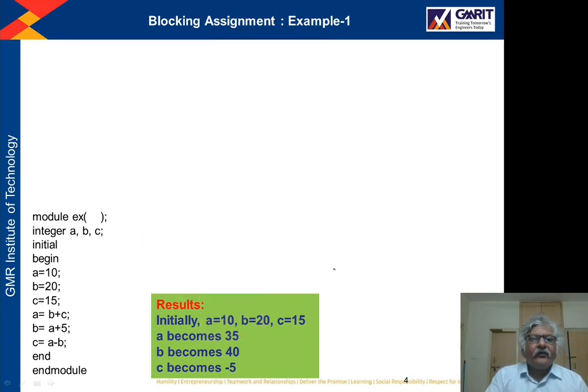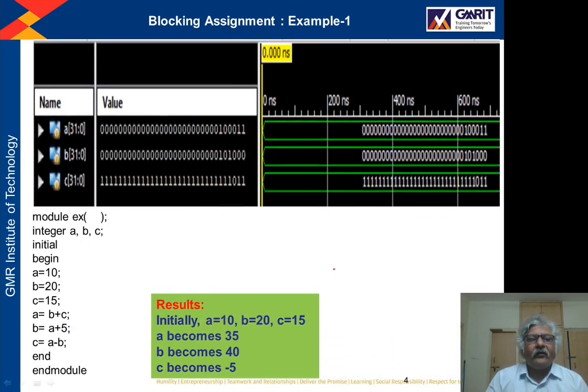Now after the simulation of this particular code, we got this result. So now here you can see finally what is the value of A. A is 35. So you can see here, I already told you in earlier lectures, these A, B, C are declared as integers. So for an integer, 32 bits will be assigned for the integer value, right? By default, 32 bits will be assigned for an integer value.